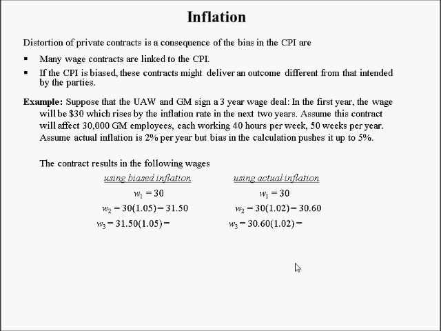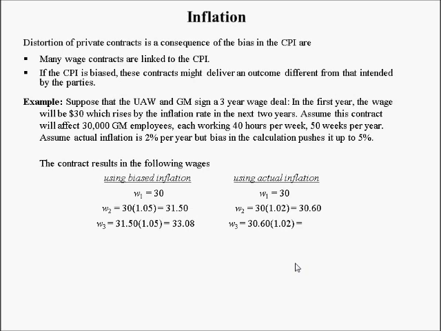Now in year three, the wage that General Motors pays its employees is adjusted by another 5%. Now notice that there's compounding here, right? The change in wages is not linear. What do I mean by that? Well, from year one to year two, wages rose by $1.50. From year two to year three, they rose by $1.58. That 8 cents is the compounding. So the longer this contract is, the more compounding there is involved with adjusting wages for inflation.